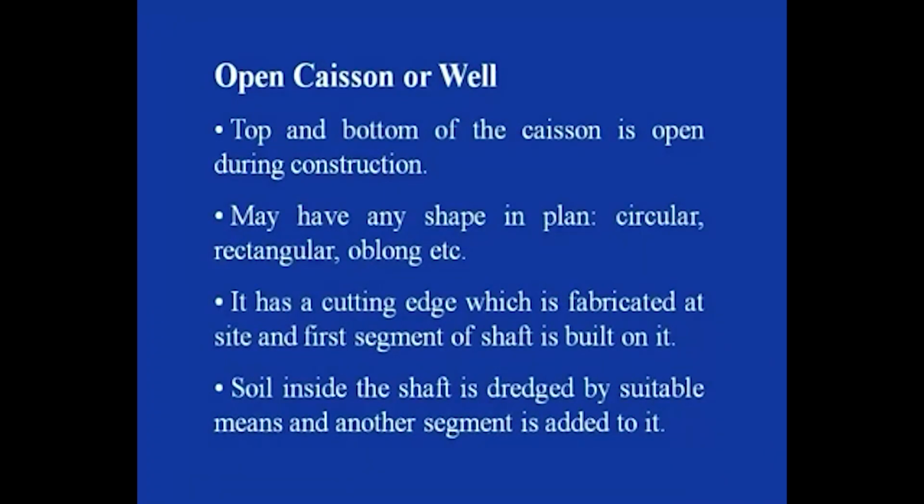In case of this open caisson or open well, the top and bottom of the caisson are open during the construction. It can have any shape in plan, that is, it can be circular, rectangular, or oblong. It has a cutting edge which is fabricated at the site, and then the first segment of the shaft of the well is attached to it. Soil inside that shaft is dredged out by some suitable means, and once the soil within that shaft is dredged out, another segment of the shaft is added to the previous one.